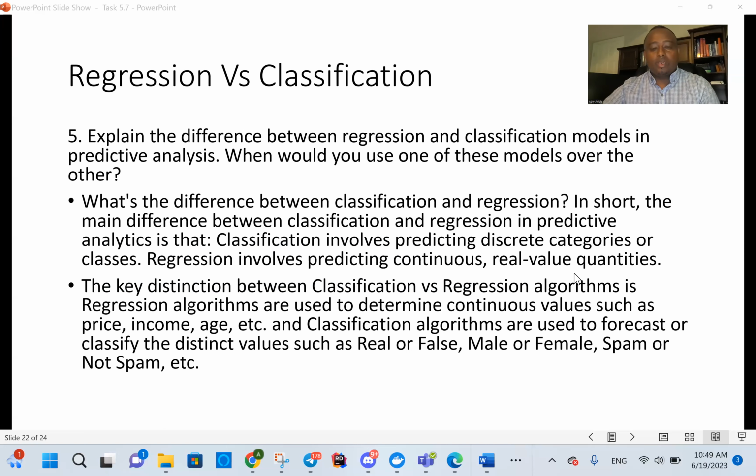So when I work on numbers or statistics that have a continuous nature, I would work with a regression model. And on the other side, when I have discrete statistics in my analysis, I would use the classification model.